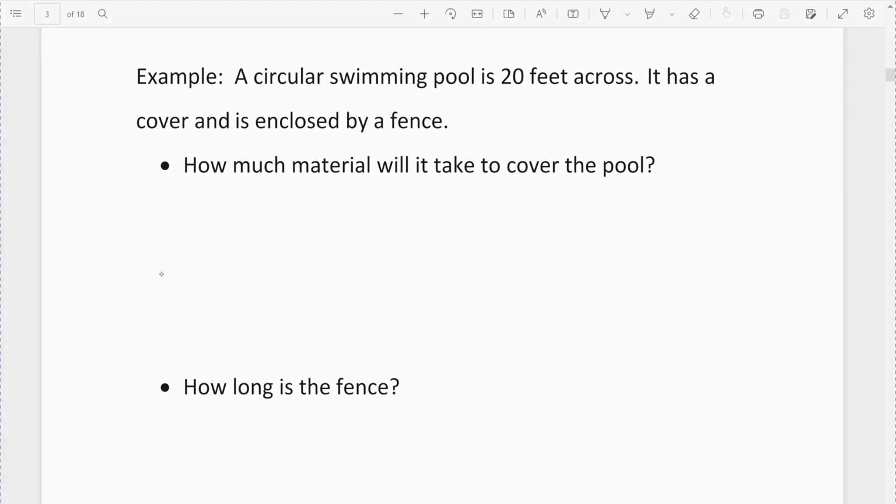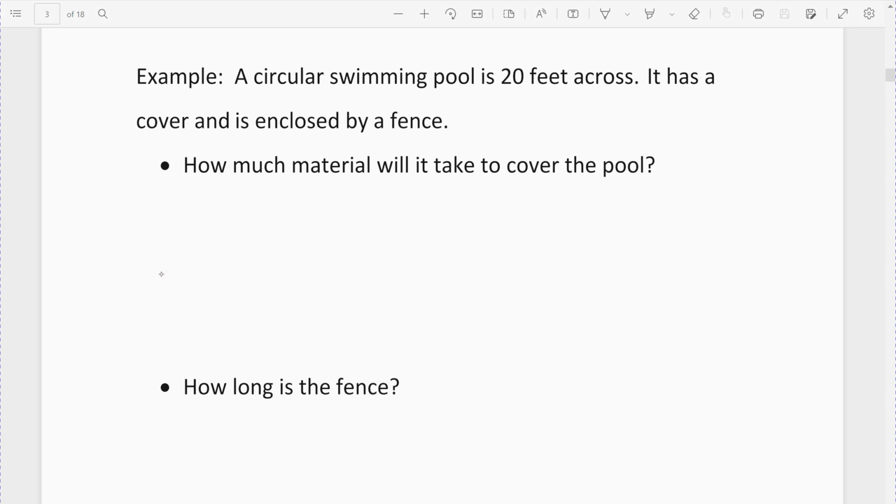Alright, so an example of an application finding area and perimeter. Suppose that we have a swimming pool. We have a physical swimming pool, and the measurement given to us is that it's 20 feet across. Across means we're going completely across from one edge to the other, and it goes through the middle of the circle, so this is our diameter.